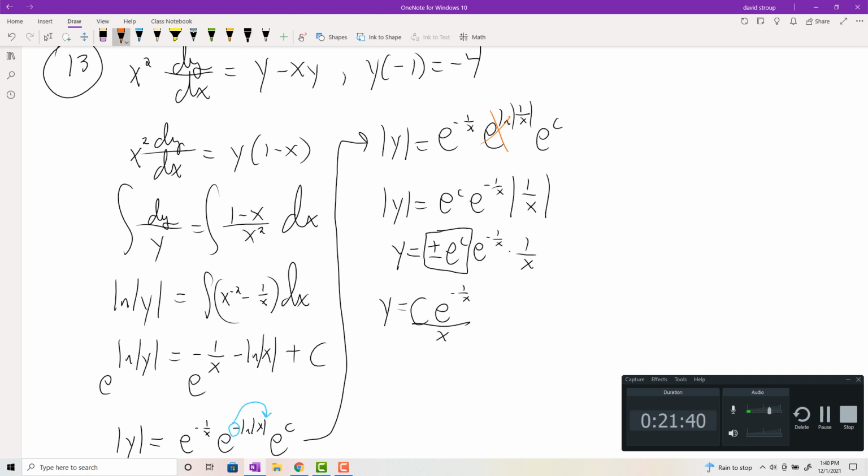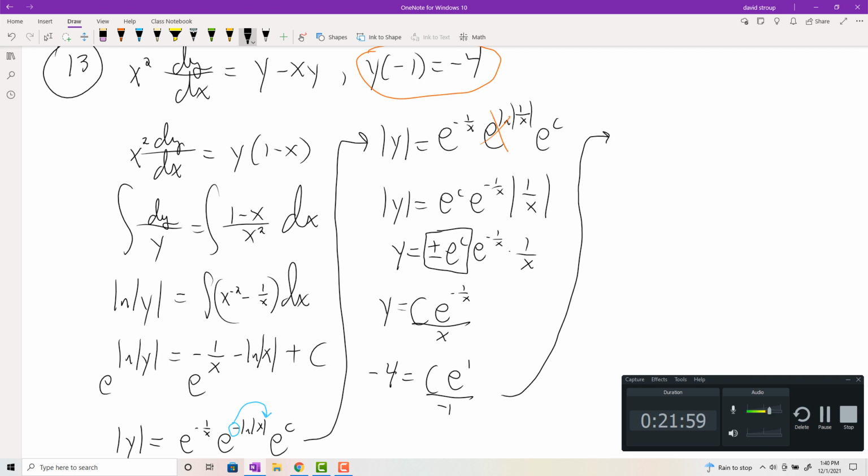We're not done. We have an initial condition up at the top. So I need to substitute that in. For y is negative 4, and then x is negative 1. So c, e to the negative 1 over negative 1 is just 1, and then that's all over negative 1.